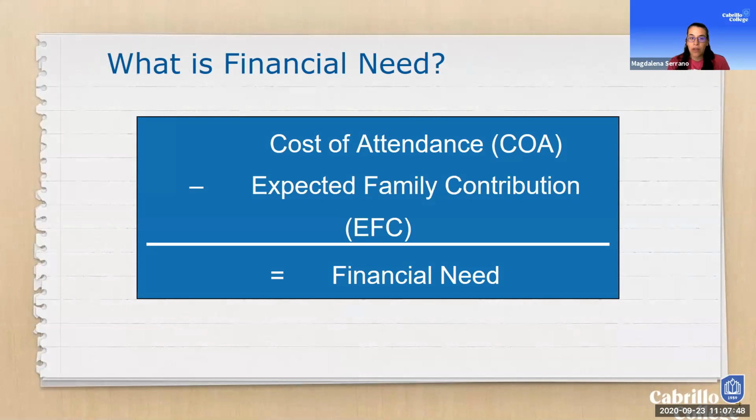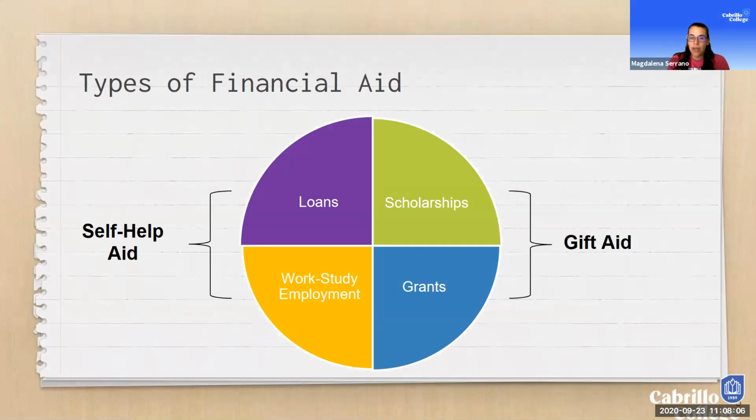So we look at the cost of attendance, we subtract your expected family contribution, and that's how we get your financial need. In the financial aid office, we look to fill that financial need for you as much as we can. And we do that by these 4 different types of awards.